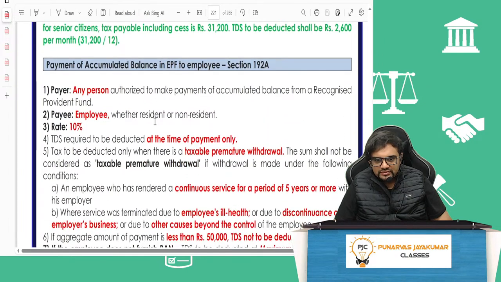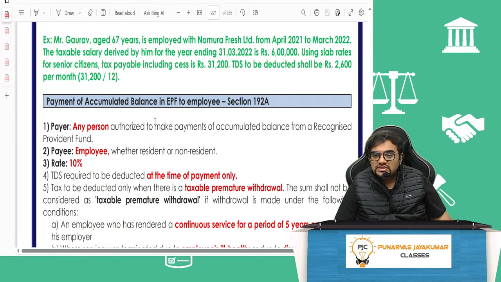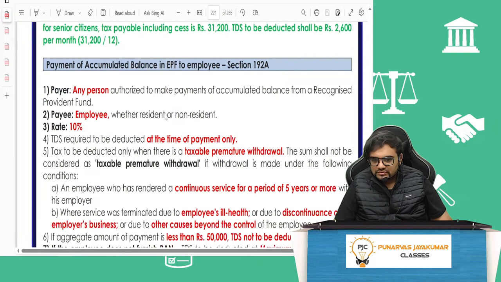Then, payment of accumulated balance in EPF to employee. This is an important section because it has been amended in Finance Act 2023, which means the last time ever this can come is November 2023. Which part, that also I'll tell you. This is what I told you in RPF when we were discussing.